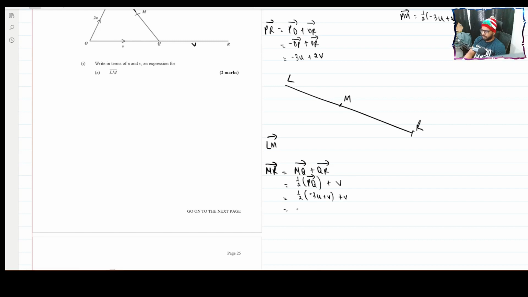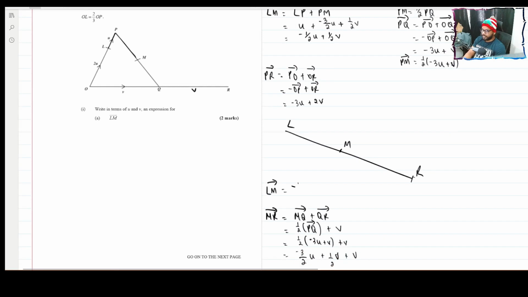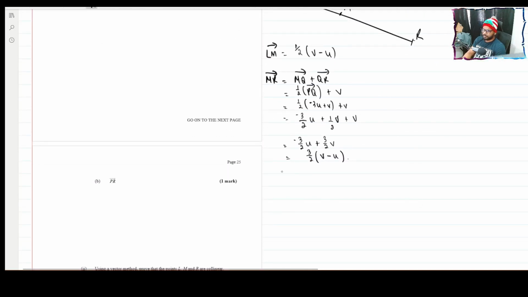plus V minus 3 over 2U plus 1/2 V plus V, which is minus 3 over 2U plus 3 over 2V. And I could factor this out and say this is 3 over 2 into minus U plus V, or V take away U. And LM is minus 1/2. I could factorize LM as 1/2 into V minus U. So there's MR.